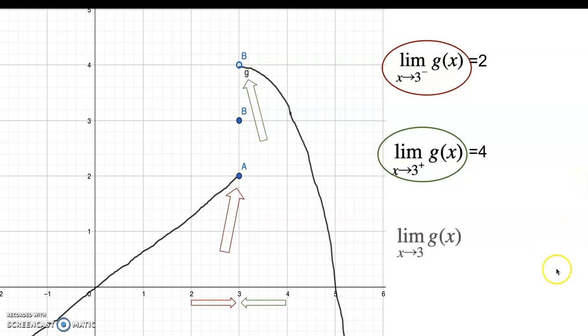And so now we're going to take a look at the limit of g of x as x approaches 3. In order to determine if a limit exists, or in order to find this limit, we're going to have to look at our one-sided limits from before. And if they equal each other, then we know that this limit right here exists. But if they do not, then the limit does not exist. And in this case, the limit of g of x as x approaches 3 from the left, and the limit of g of x as x approaches 3 from the right, do not equal each other. They have different values, which means that this limit of g of x as x approaches 3 does not exist.